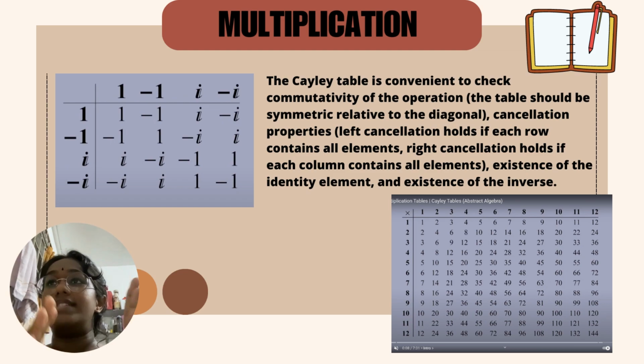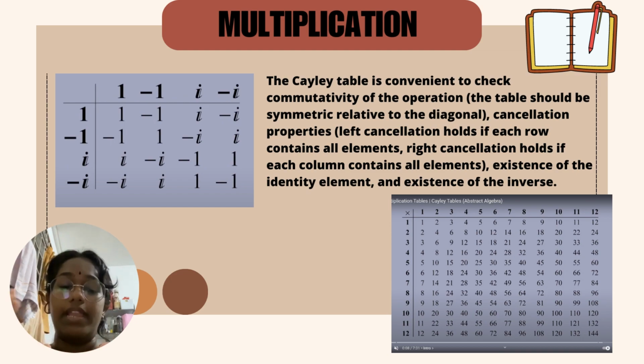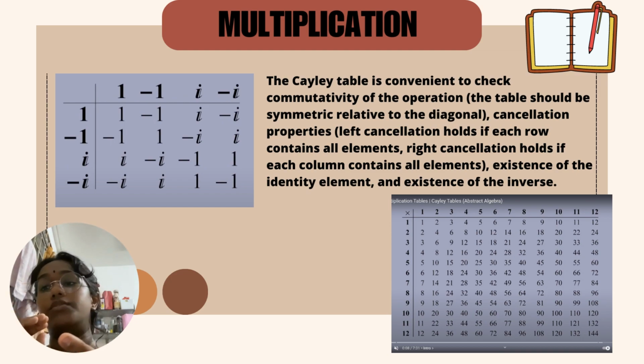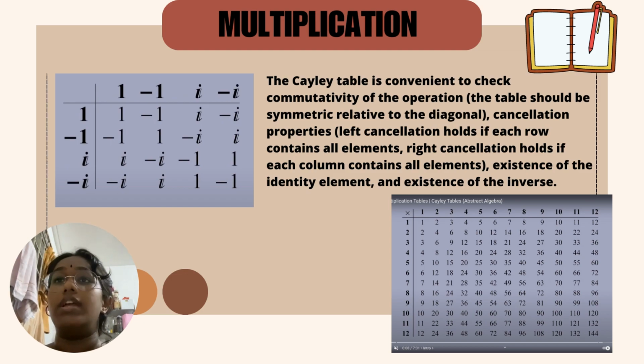Okay, this table is symmetric about the diagonal, and so this group is called abelian. So abelian means A times B equals B times A. That's what we call it. Let's go to the non-abelian group.